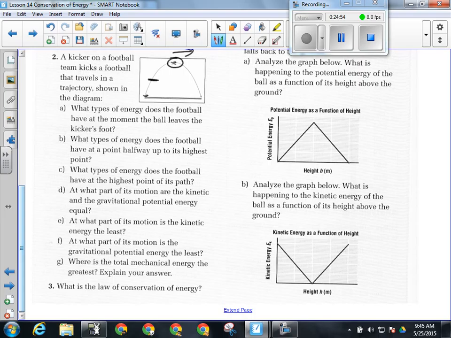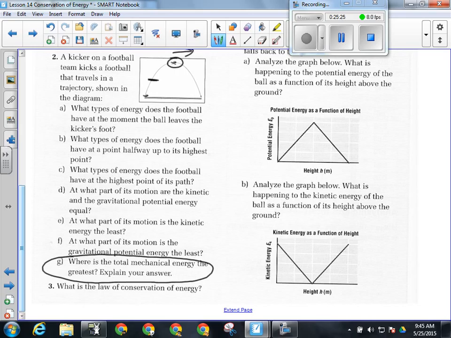Question G is one I've actually put on a unit exam in the past. I put a situation just like this one and made it a multiple choice question. Where is the total mechanical energy the greatest? Instead of explain your answer, it was A, B, C, and D. Right off the kicker's foot, halfway from the kicker's foot to the highest point, at the highest point, everywhere. What's the right answer? Everywhere.